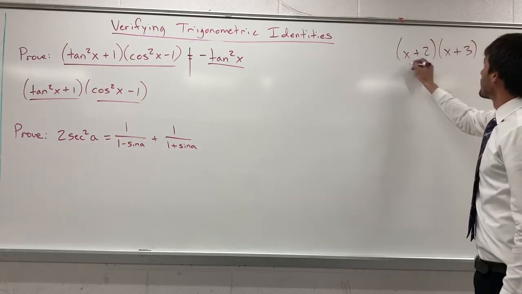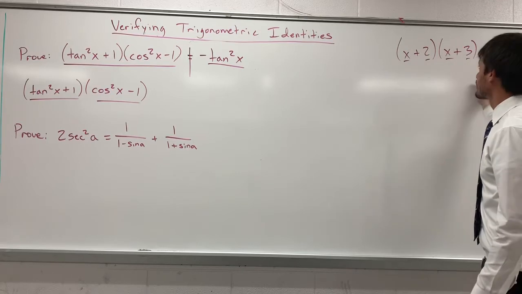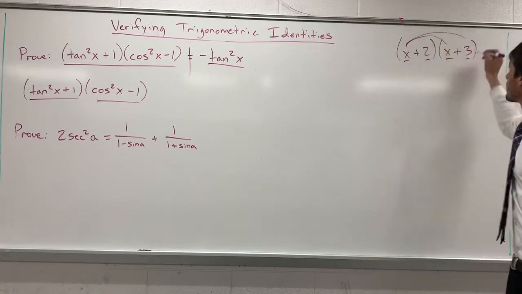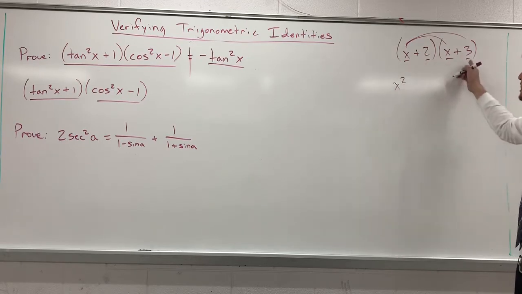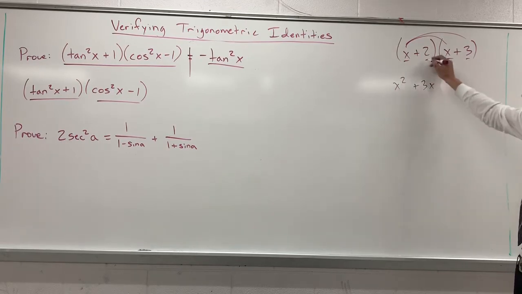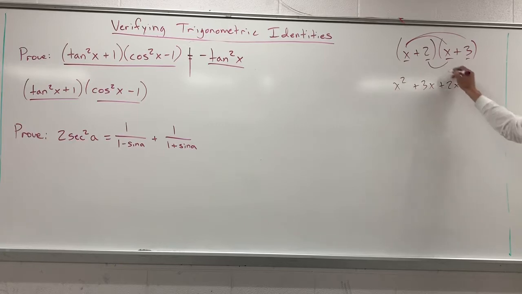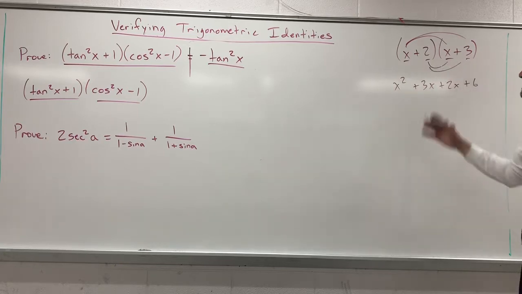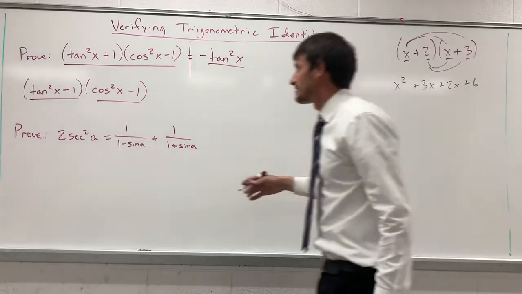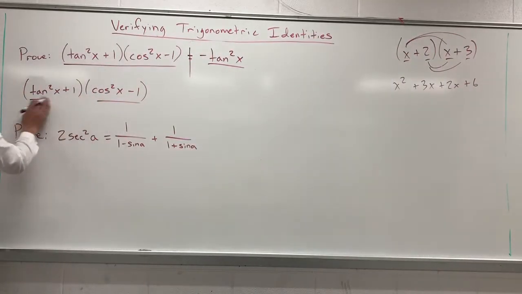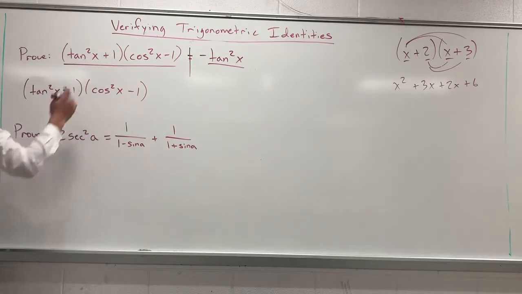So if I have a binomial x plus 2 multiplied by binomial x plus 3, I would say, okay, well, if I can take my first term and multiply by both, x times x is what? X squared. X times 3 is 3x. And we have 2 times x, which is 2x. And 2 times 3, which is 6. This will allow us to simplify the result very quickly. Much easier than using the distributive property, but we don't need to get into that.